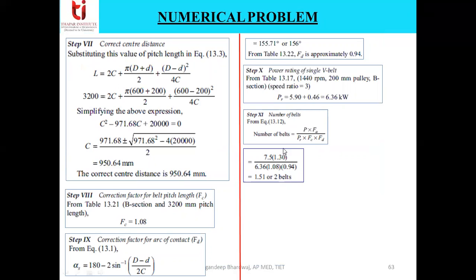Now you can calculate the number of belts by using this expression, P into FA, PR, FC into FD. These are the parameters which we have calculated. So the number of belts is 2.